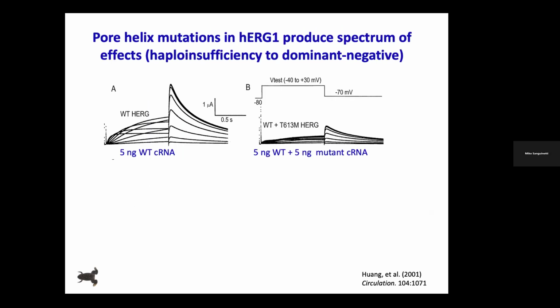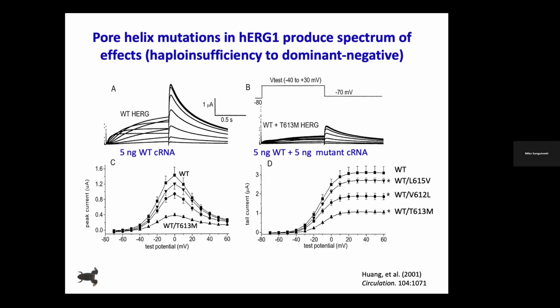So here are the wild type currents, and here are 5 nanograms of each, so twice the amount of RNA used for the wild type. You see the currents are much smaller. We did that for all of them, and you can see here that if the currents were the same size as wild type, that would be a haploinsufficiency condition where the mutant channel just doesn't do anything on its own, just disrupted folding goes away.